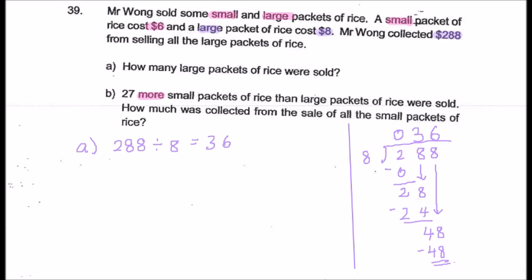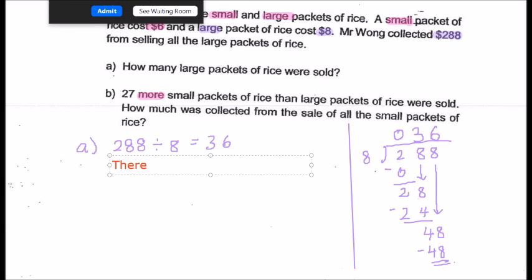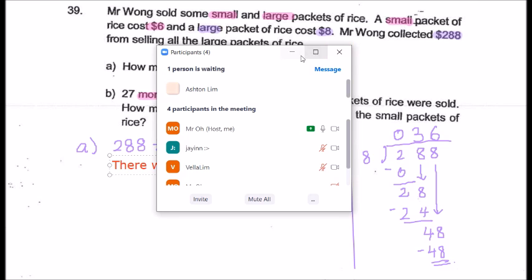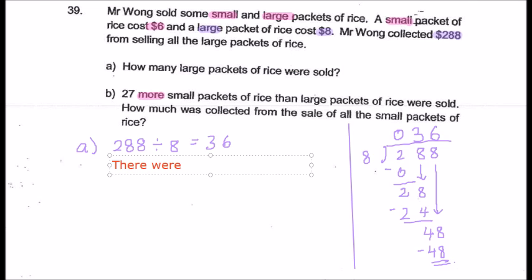Okay, so guys, for each answer we try to have a statement. Bella, do you have the statement for part A answer? Don't have this written down. There were 36 large packets of rice.